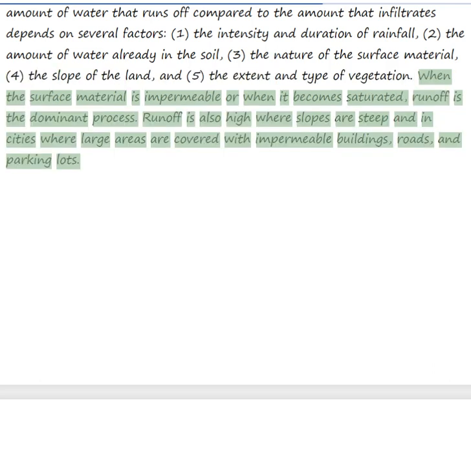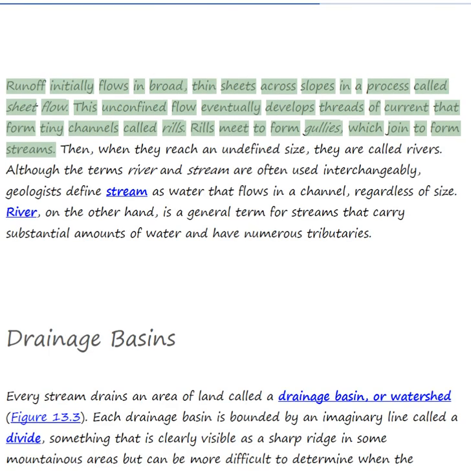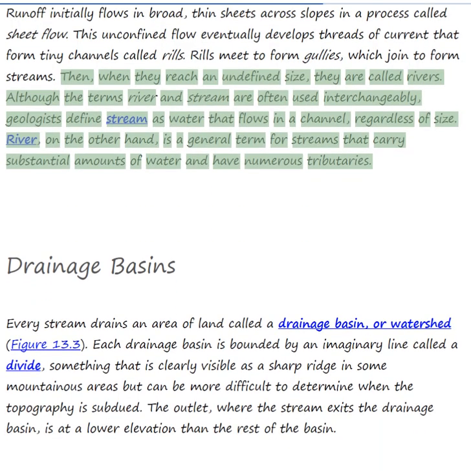When the surface material is impermeable or when it becomes saturated, runoff is the dominant process. Runoff is also high where slopes are steep and in cities where large areas are covered with impermeable buildings, roads, and parking lots. Runoff initially flows in broad, thin sheets across slopes in a process called sheet flow. This unconfined flow eventually develops threads of current that form tiny channels called rills. Rills meet to form gullies, which join to form streams. Then, when they reach an undefined size, they are called rivers.